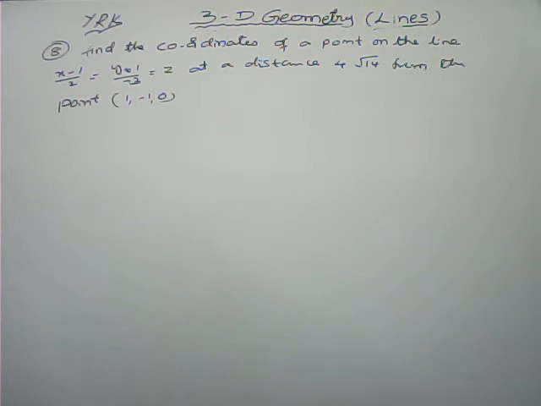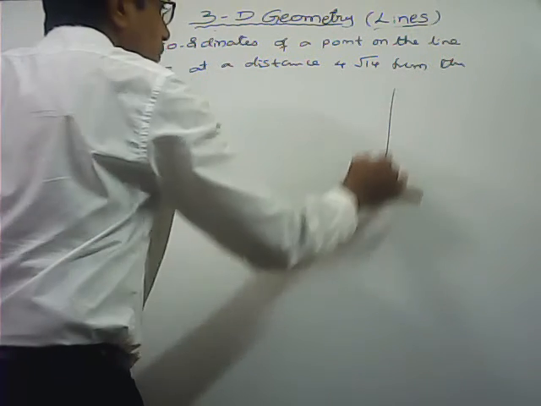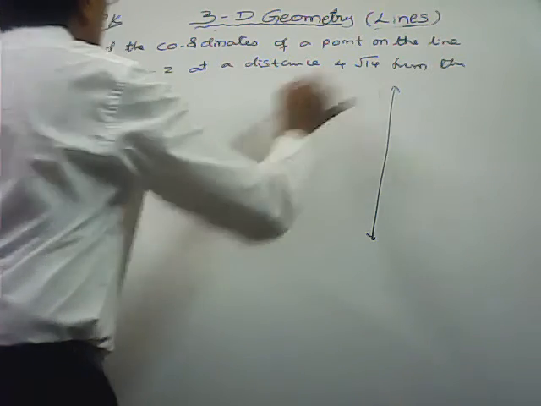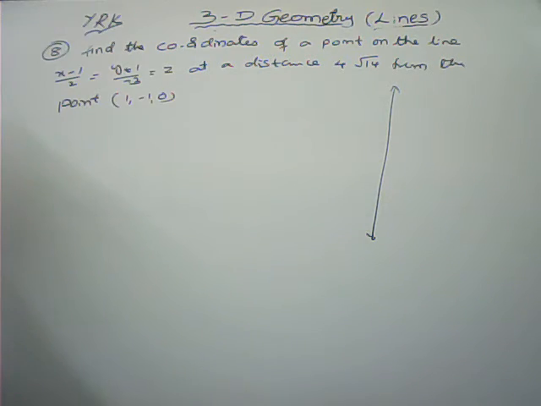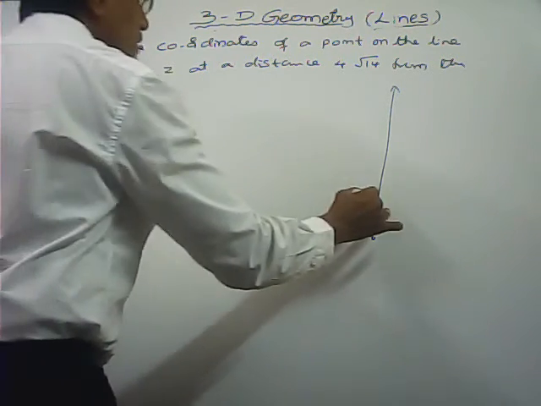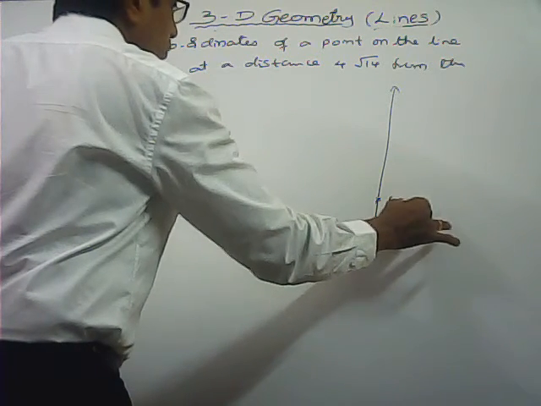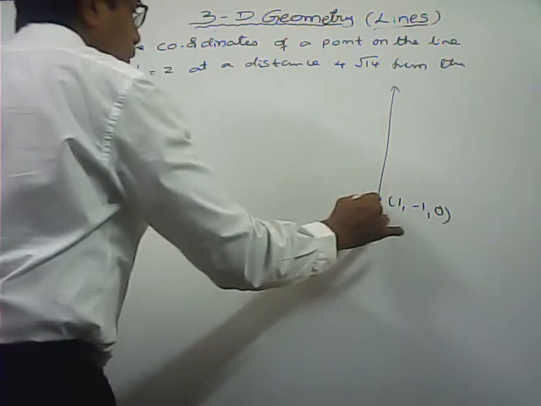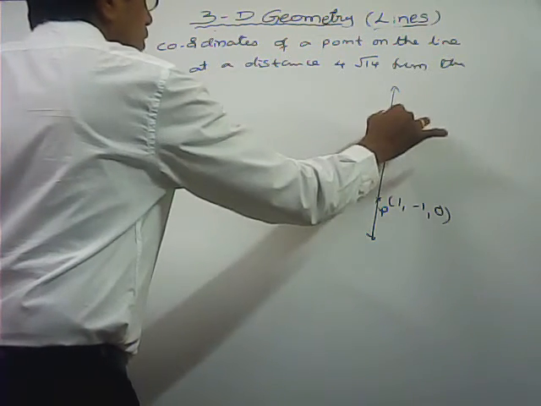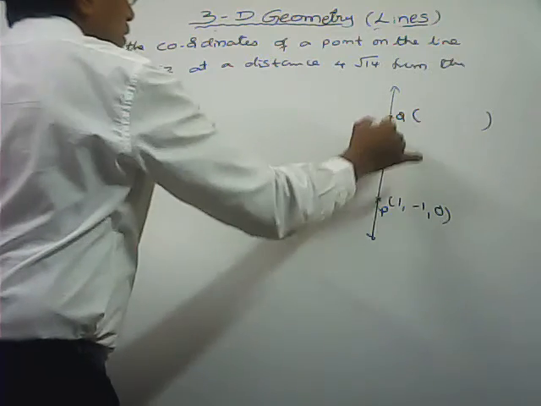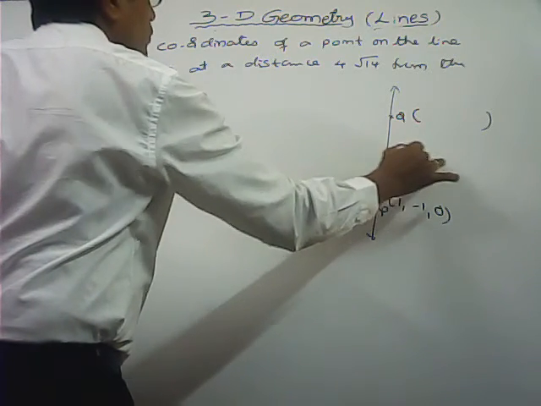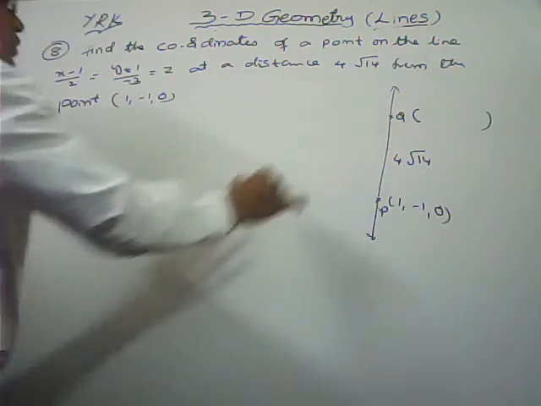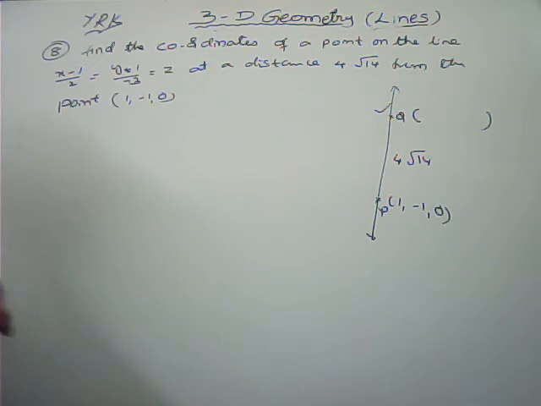Next, find the coordinates of a point on the line. Here one line equation is given. Here we have to find the coordinates of that point at a distance 4 root 14 from the point (1, minus 1, 0). Here already one point is given on the given line. And here we want one more point on the line. The distance between these 2 points should be 4 root 14. So we have to find the coordinates of Q.